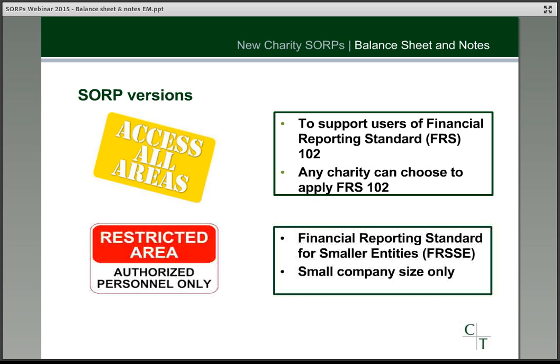Where you are below these limits, you may alternatively report under the Financial Reporting Standard for Smaller Entities, or FRSSE, version of the Charity SORP, but you can't pick and choose between the 2 versions. You must apply all the relevant requirements of the SORP version you select. Also importantly, the FRSSE version of the SORP will only be available for 1 year, as the FRSSE on which it is based is being withdrawn for accounting periods commencing on or after 1st of January 2016.